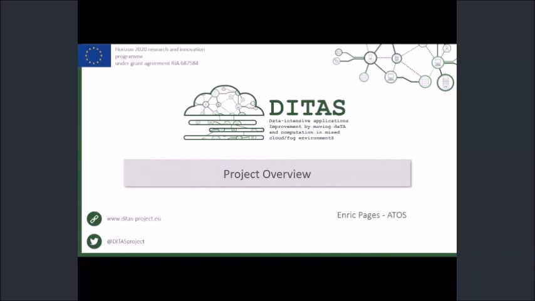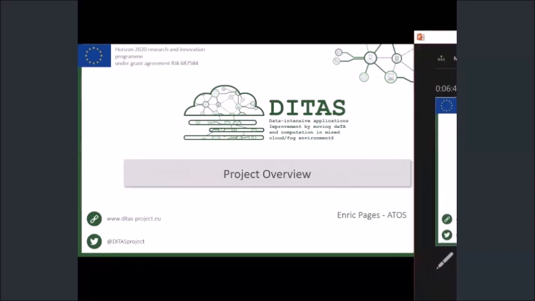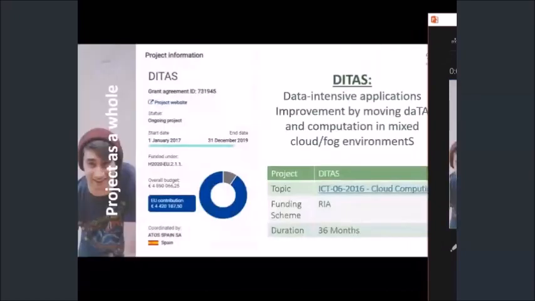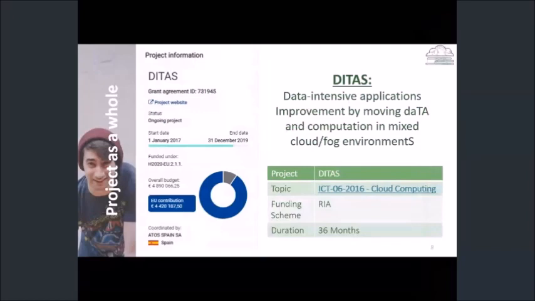Thank you, Belen. So Belen already told you, my name is Enrique Pages. I'm the DITAS project coordinator. First of all, and very briefly, I would like to introduce the DITAS project. If you can go to the next slide, Belen. Okay, sorry. DITAS is a research and innovation action project funded by the European Commission in the 2016 call under the cloud computing topic.